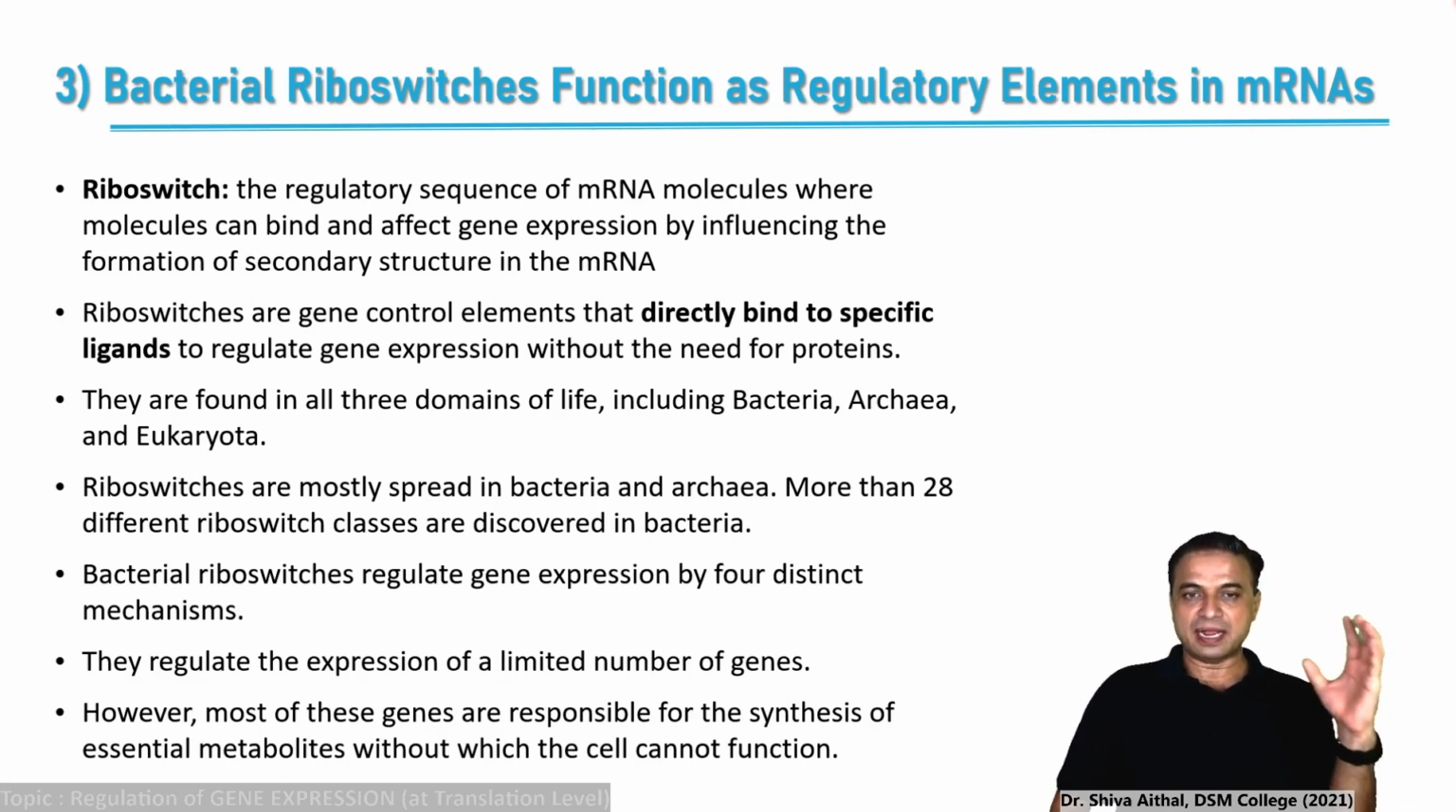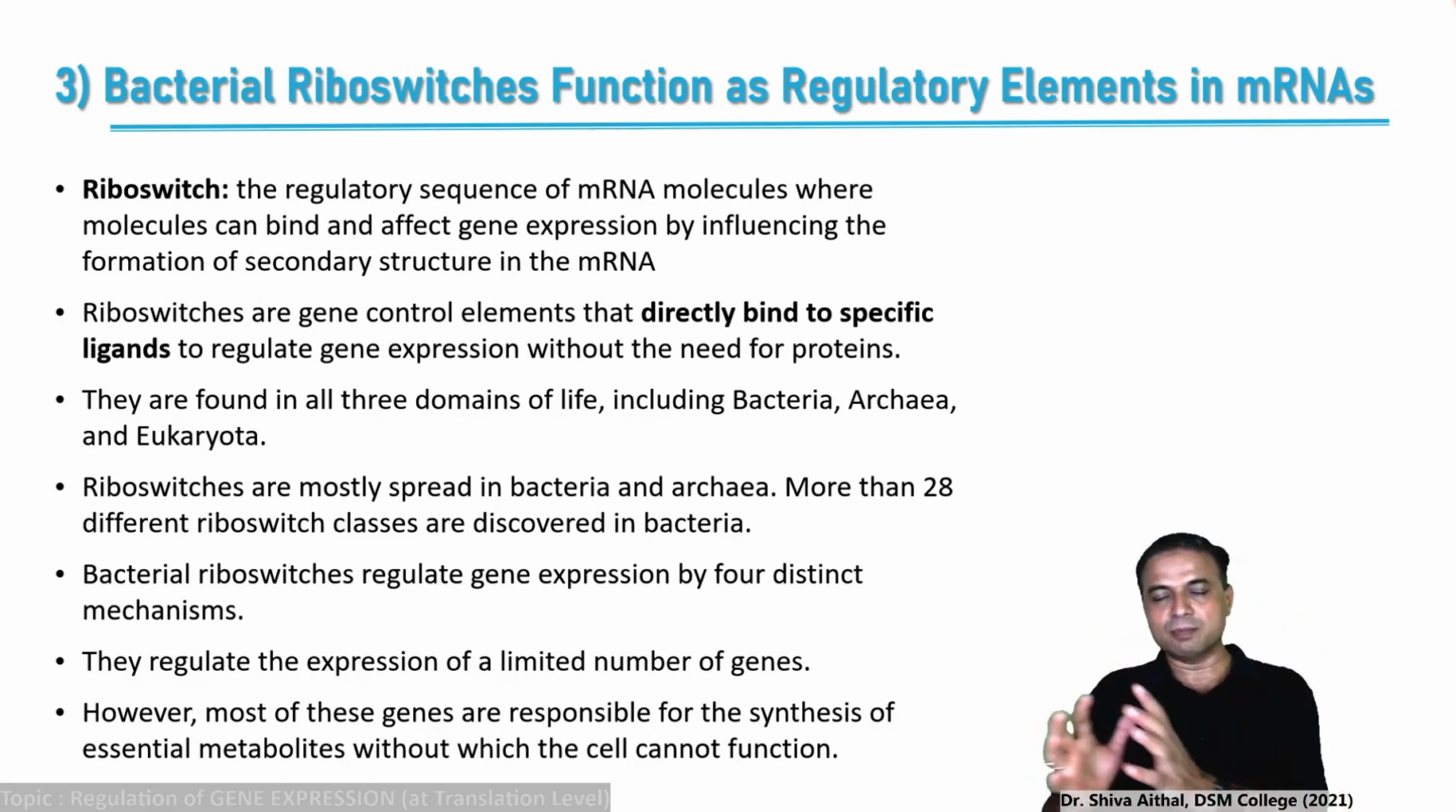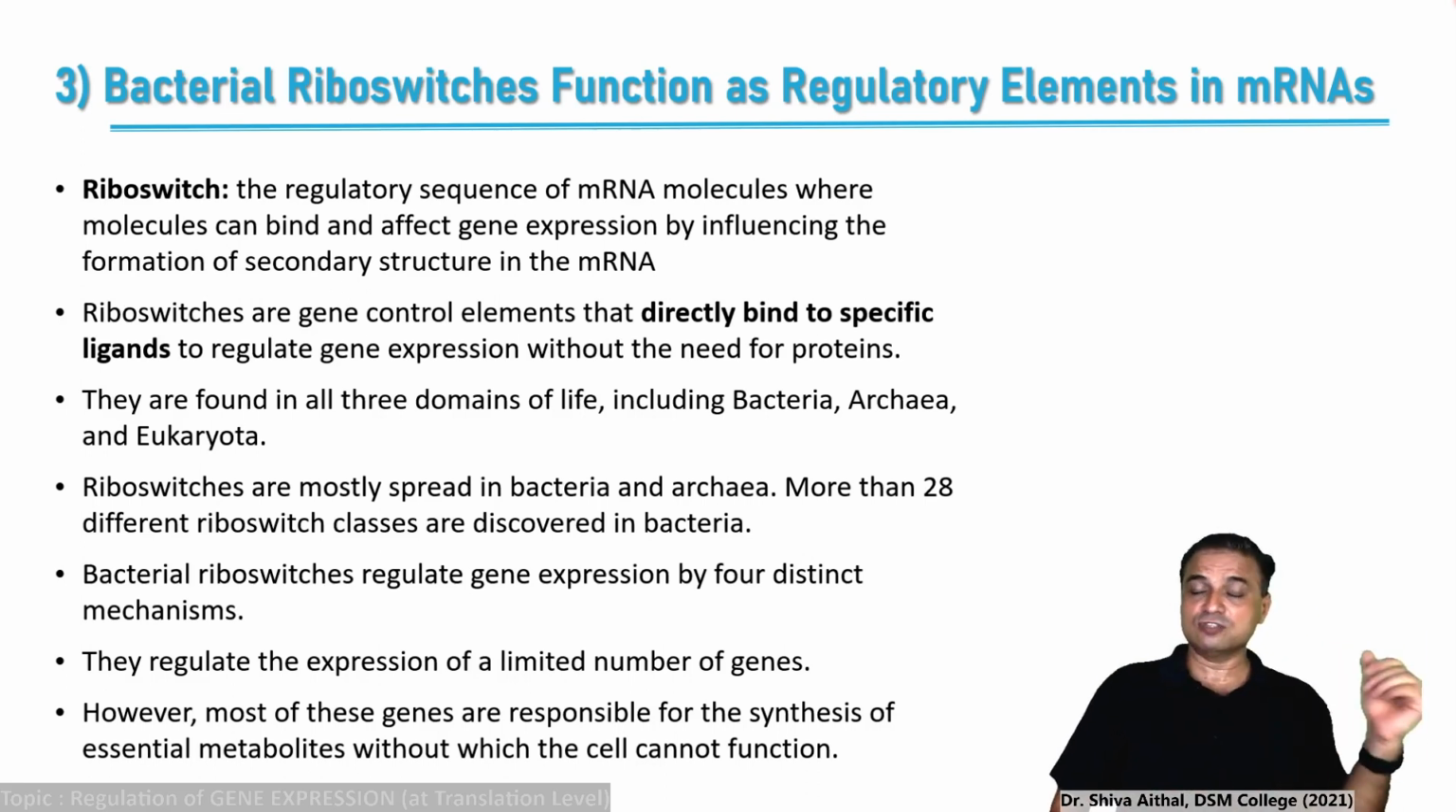Riboswitches are mostly spread in bacteria and archaea, and more than 28 different classes of riboswitches have been discovered in bacteria. Bacterial riboswitches regulate gene expression by 4 distinct mechanisms. There are different ways of regulating by these structures. Those who are interested can study the details by taking out the information from the internet. I will not go into these 4 different mechanisms here. You only have to understand that riboswitches do not regulate by one particular structure and one particular mechanism. There are different mechanisms in different species of bacteria.